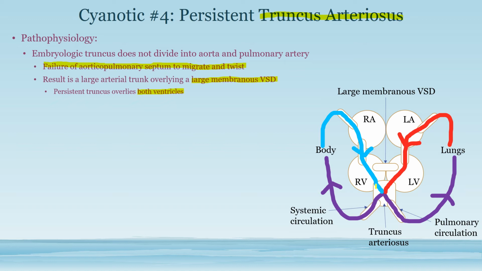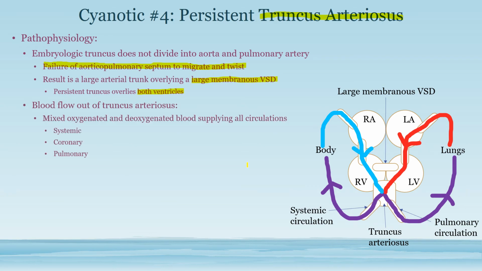In addition, notice that the pulmonary circulation and the systemic circulation both branch off of the same vessel. Which has lower resistance? Right, the pulmonary circulation. So a lot of blood will go into the pulmonary circulation, come back from the lungs, and add to the preload that's already there in the right and left ventricles, leading to a possible failure. So heart failure is a very common association with Truncus Arteriosus.